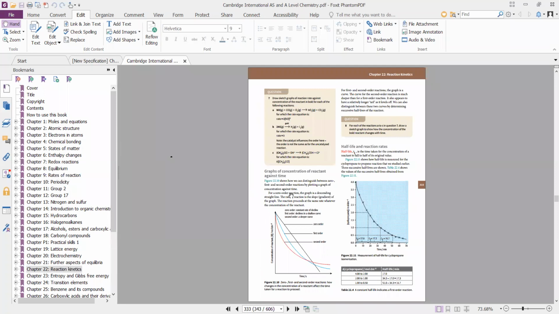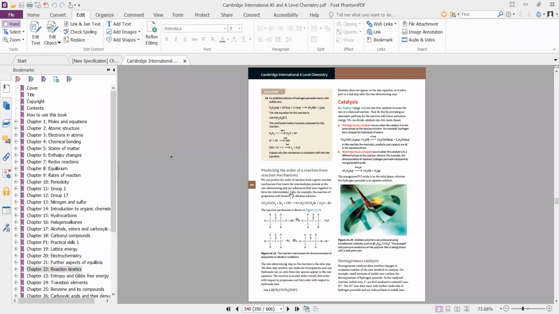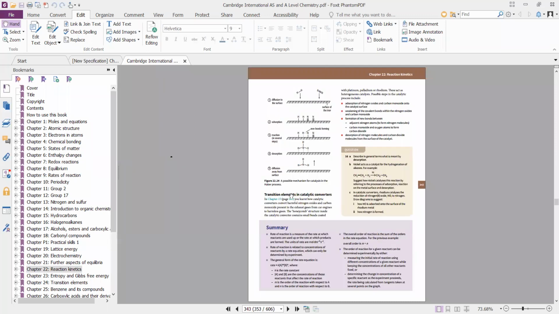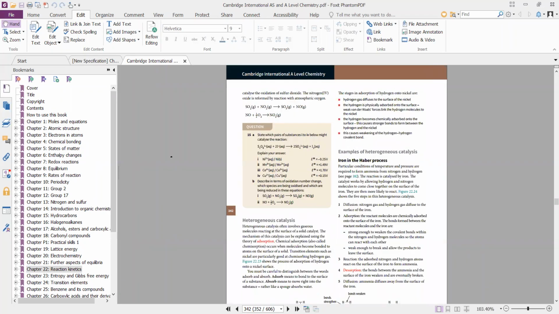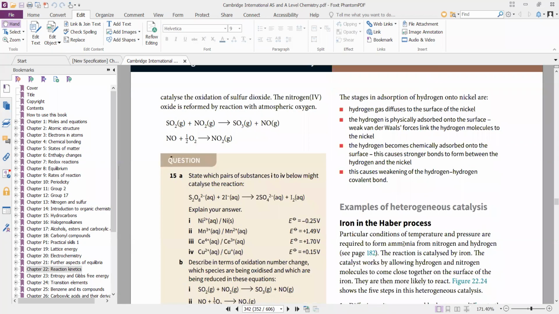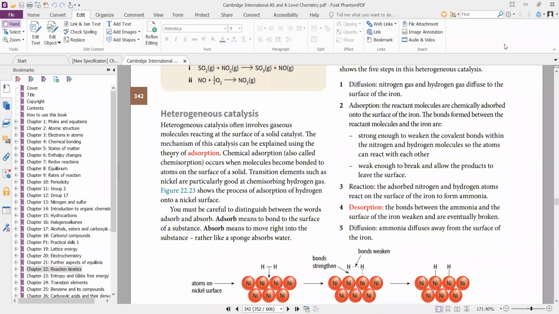The next topic, surface adsorption theory. So an example, iron in Haber process. Haber process means production of ammonia.